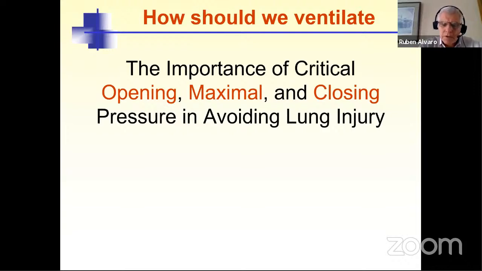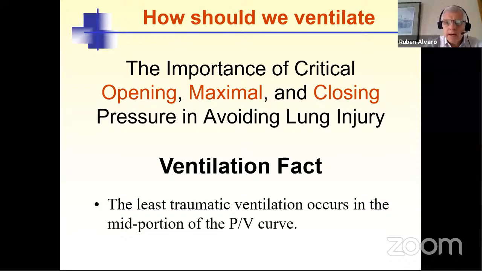The maximal pressure refers to the pressure over which the lung's compliance decreases because of overstretching. And the last one, the closing pressure, is the one that is needed to prevent lung collapse on expiration, or derecruitment. So we know that the least traumatic ventilation occurs in the mid portion of the pressure volume curve.